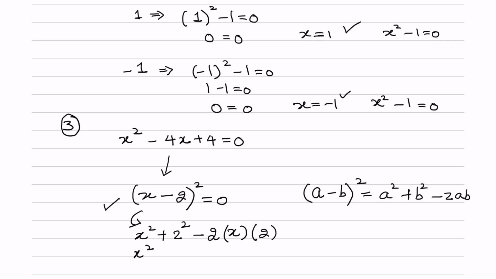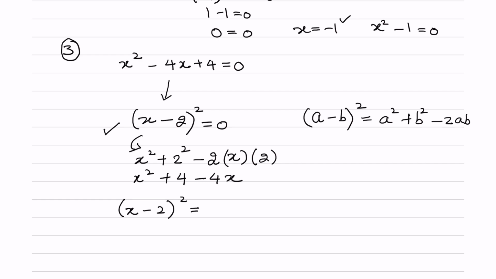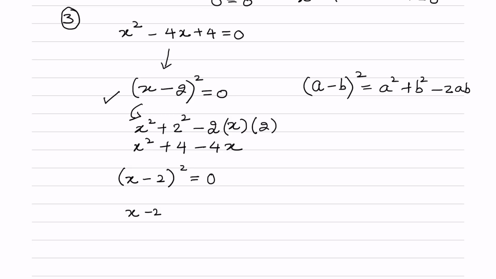This gives us x square plus 4 minus 4x. So we have to find the roots of this equation. x minus 2 whole square is equal to 0. Taking square root on both sides, it gives us x minus 2 is equal to 0, which gives us x is equal to 2.